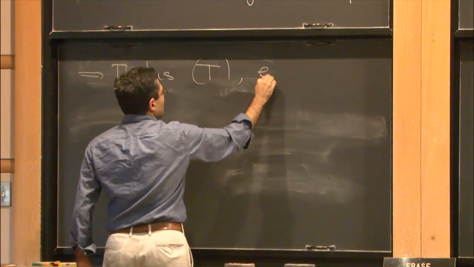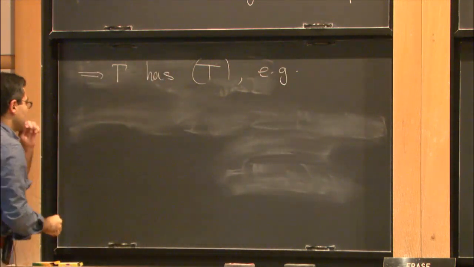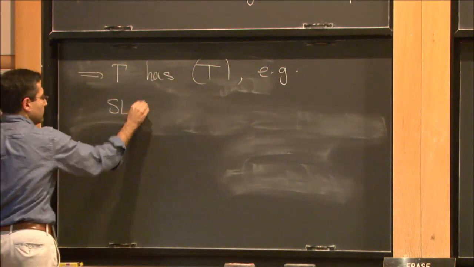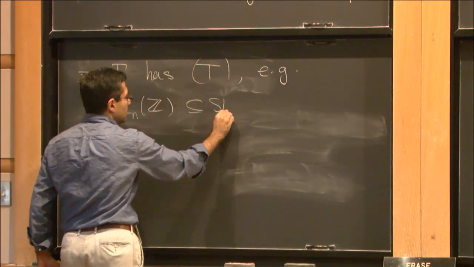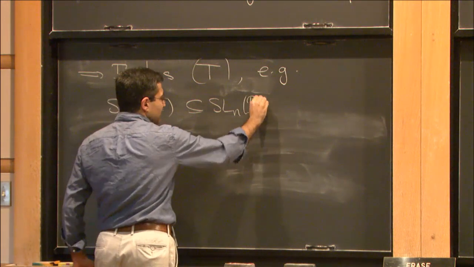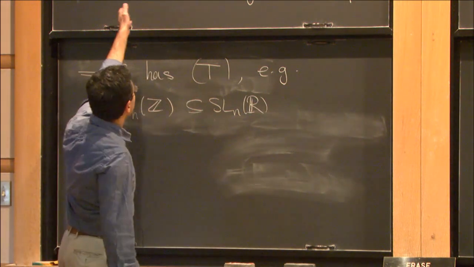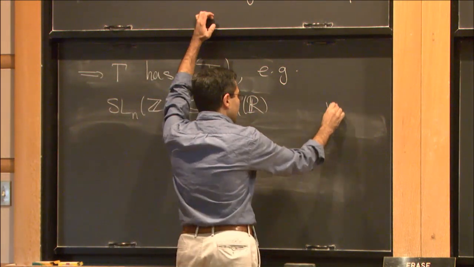Again, you can think about, for instance, SL_n(Z). If n is at least 3, this is a lattice inside SL_n(R). I mean, this is always a lattice inside SL_n(R), but if n is at least 3, then it is in the higher rank.